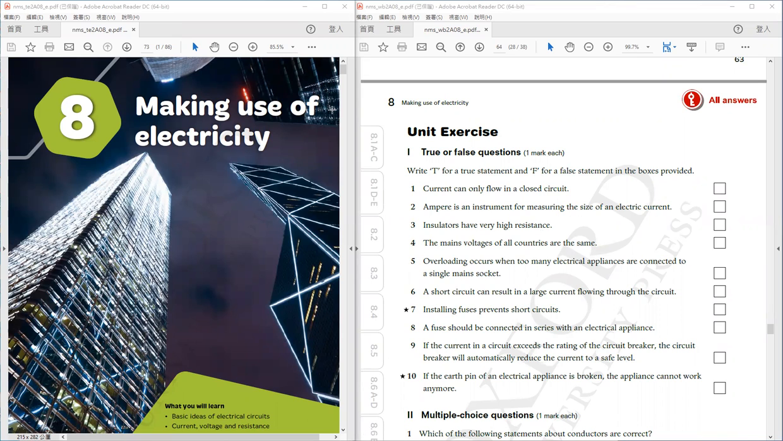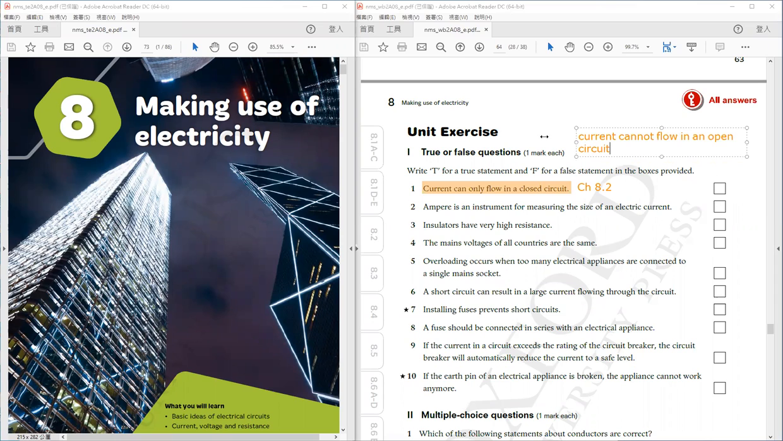Okay, so let's work on true or false first. Current can only flow in closed circuits. This is about chapter 8.2, current. We always mention that current can only flow in a closed circuit, but current cannot flow in an open circuit.